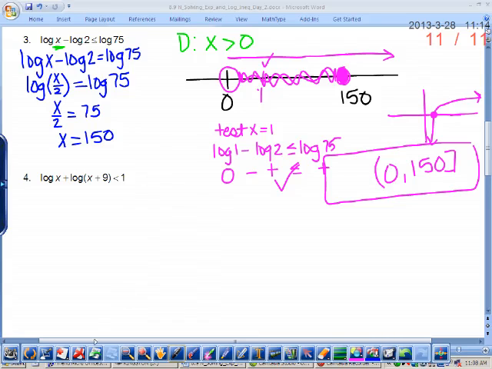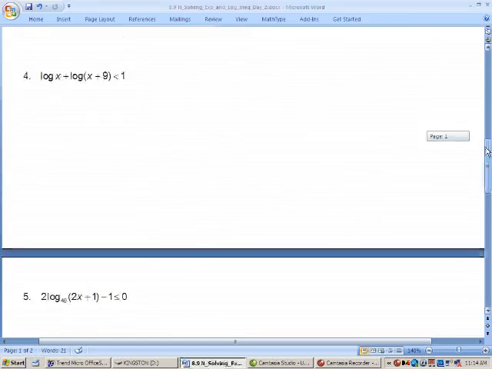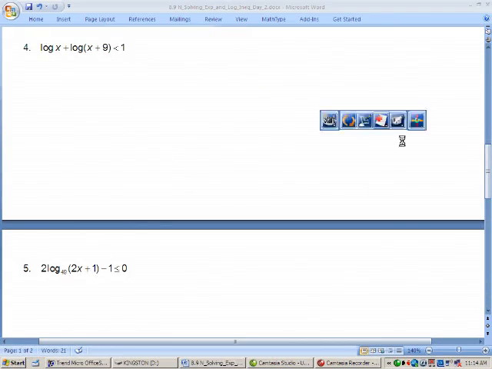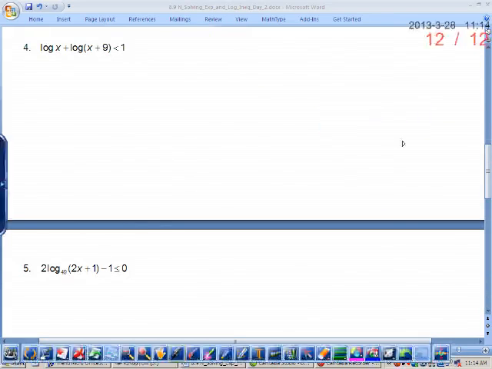Okay? All right, let's look at number 4. Log of x plus log of x plus 9 is less than 1.